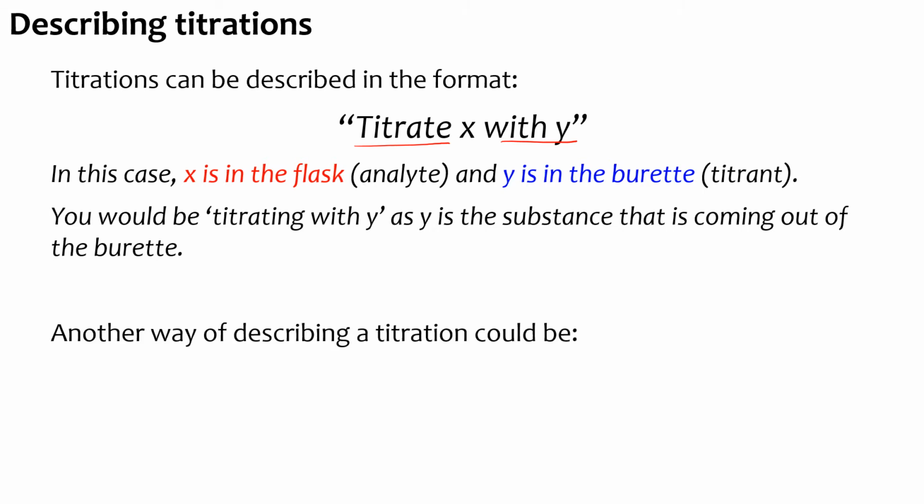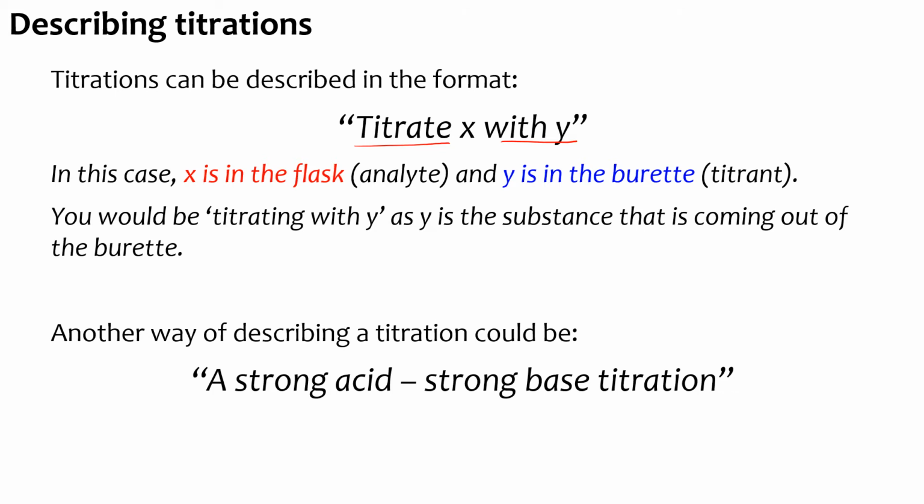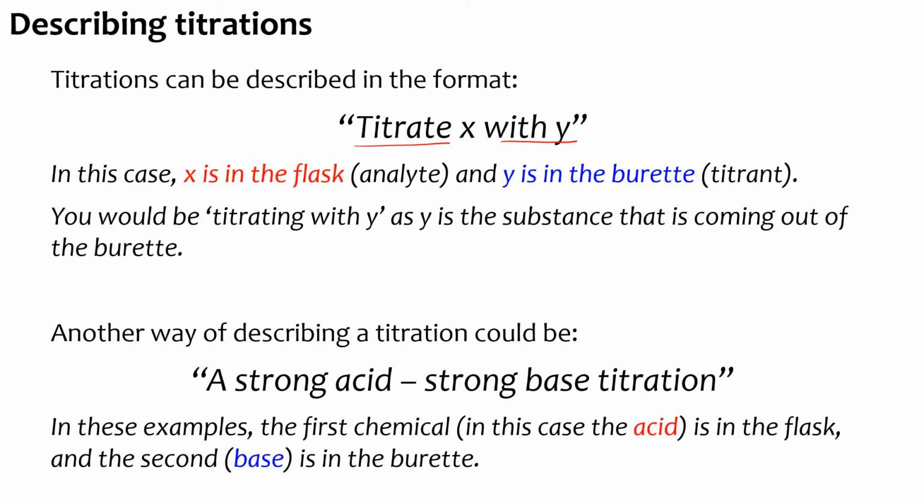Another way of describing a titration could be a strong acid, strong base titration. So they performed a strong acid, strong base titration. In these examples, the first chemical, in this case the acid, is in the flask, and the second chemical is in the burette. That's actually true for both of these examples. In each case, the first chemical, in the top one it's X and in the bottom one it's acid, is the thing that's in the flask.